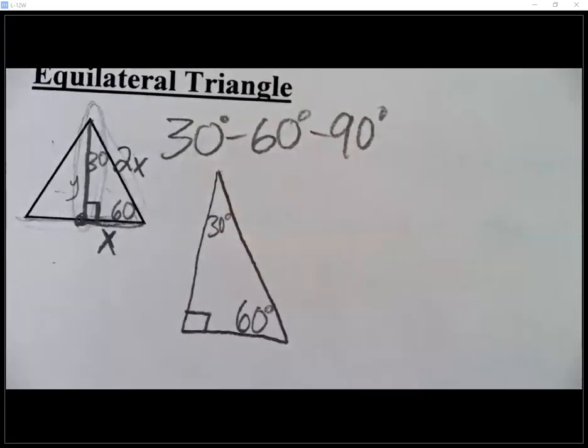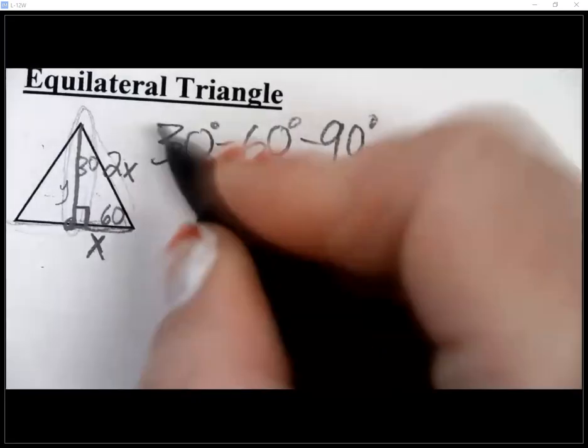Why are we doing 30 minutes of this tonight? What do you mean? Oh, these aren't minus. This is just the name of the triangle. It's called the 30, 60, 90 triangle.